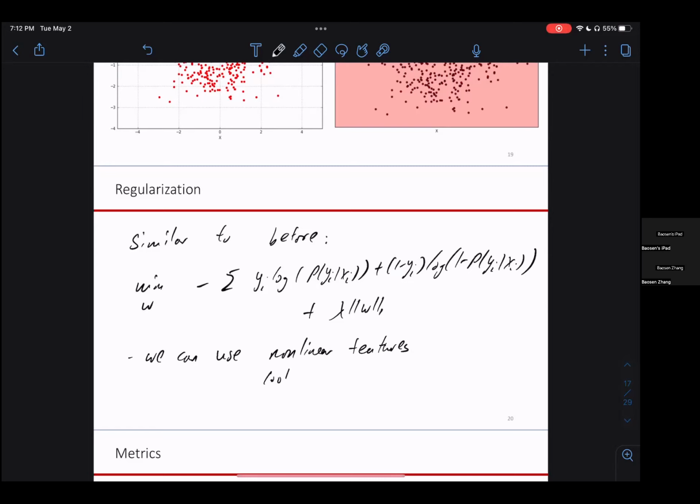We can also look at this. You don't have to always look at just X. You can pass this through some nonlinear features and look at nonlinear features. Again, the optimization problem becomes harder to solve. But for us, we don't really care about how the optimization problem is solved. The geometric picture is very much the same as before.